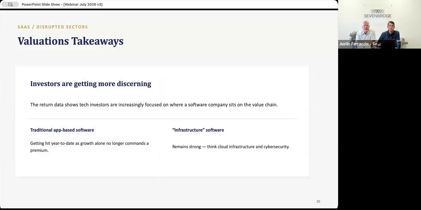Valuation takeaways. The return data with the software companies has been mostly negative. So we break these into two groups. Traditional app-based software, if you think about Salesforce, ServiceNow, is in the group where it's still not proven out whether it'll be a good thing or a bad thing. But infrastructure, CrowdStrike is an example, is starting to show that there will be benefits from AI for those types of software companies.